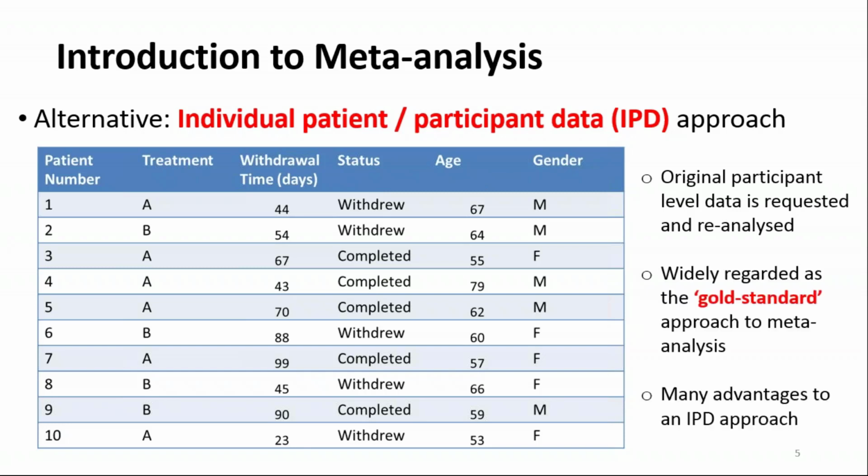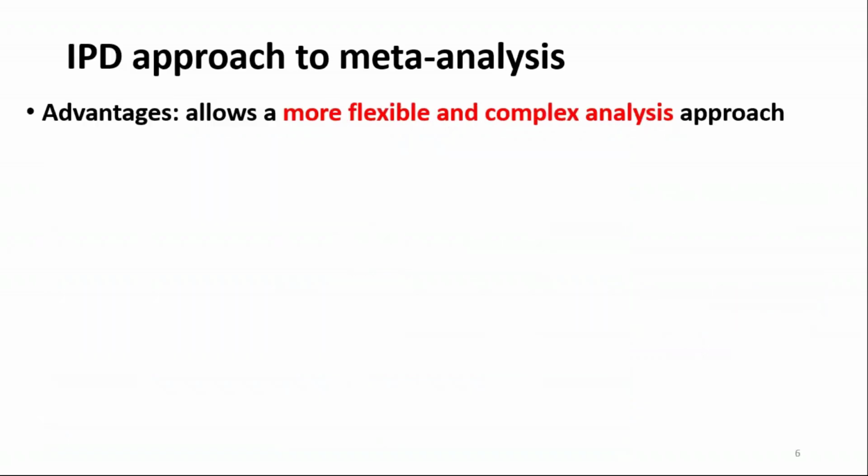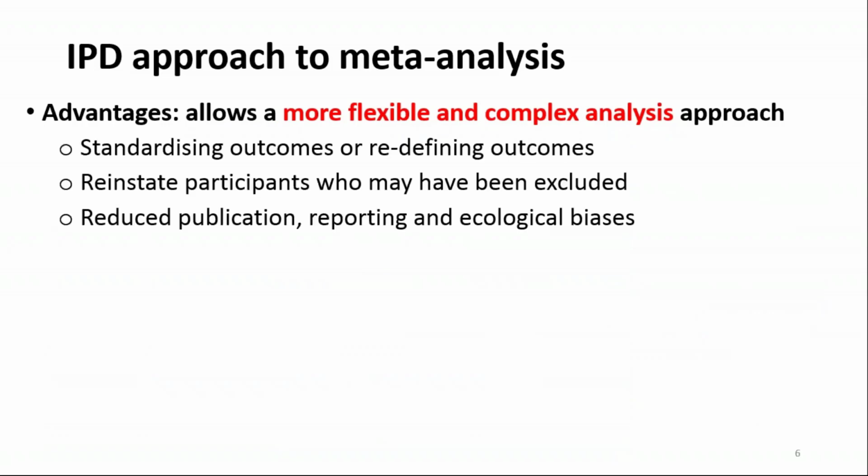And this approach is widely considered to be the gold standard approach to meta-analysis, as there are many advantages to such an approach. These advantages really are that this approach allows a more flexible and complex approach to analysis, such as outcomes can be standardized or perhaps redefined within meta-analysis. Participants who may have been excluded, perhaps due to protocol violations, can be reinstated in analysis.